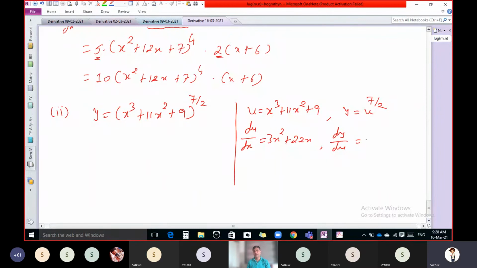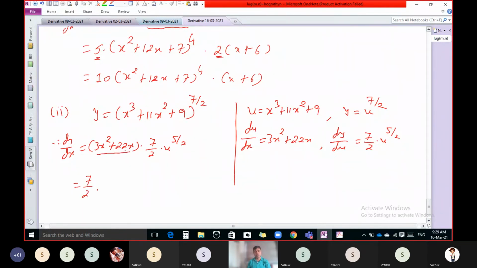1 by 2 u raised to 5 by 2. Correct. 7 by 2 into u raised to 5 by 2. Now just multiply this and you will get dy by dx. Simply multiply this with this. So 3x square plus 22x, keep that as it is, into 7 by 2 into u raised to 5 by 2. And now you can write this 7 by 2 first.